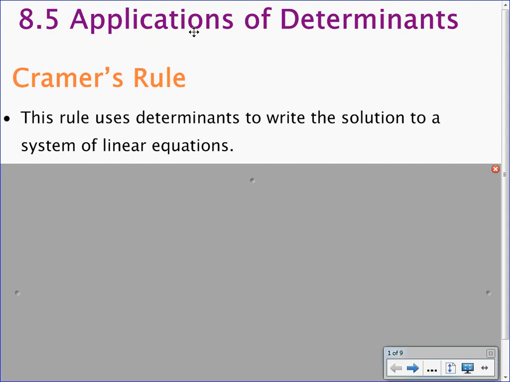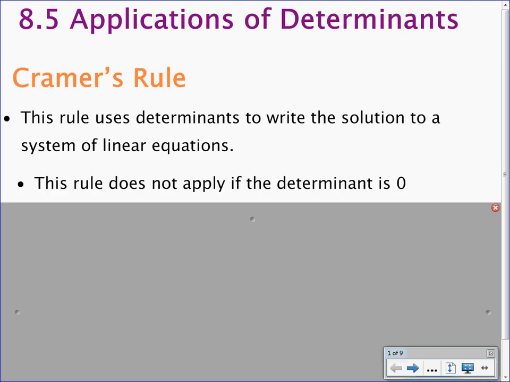So Cramer's rule uses determinants to write the solution to a system of linear equations. And we know how to find determinants. We're probably going to work with just 2 by 2s and 3 by 3s, so a system with 2 unknowns, a system with 3 unknowns. We cannot use this rule if the determinant is zero. So we're a little bit limited.